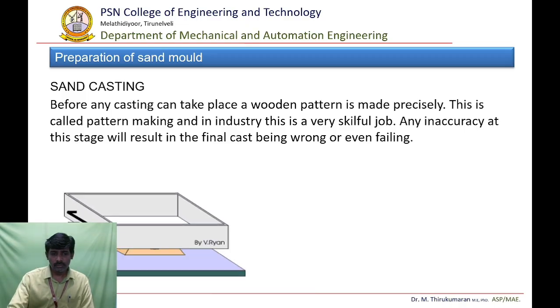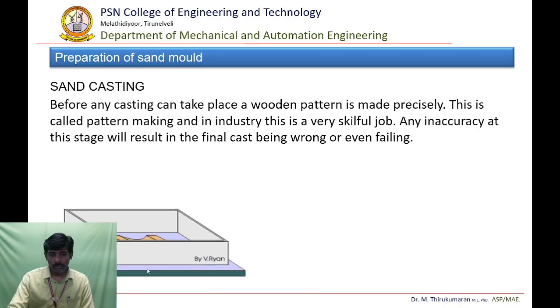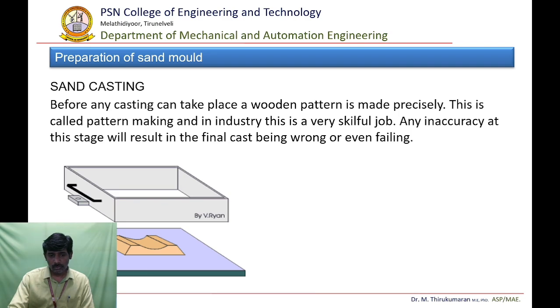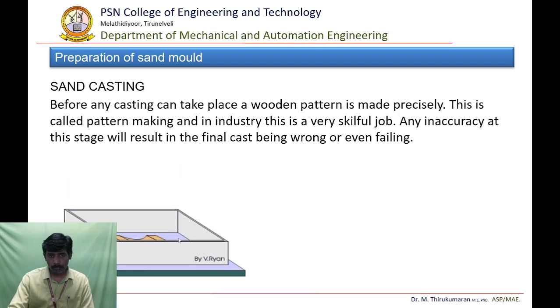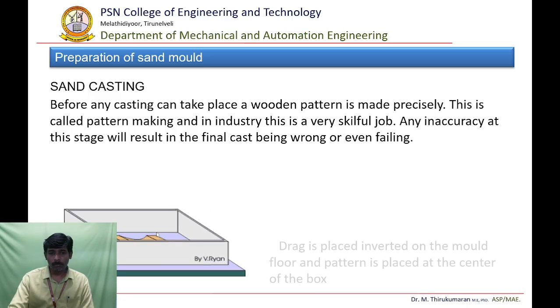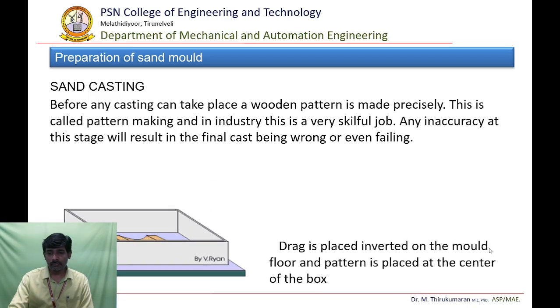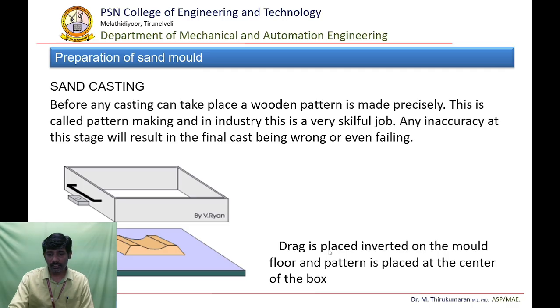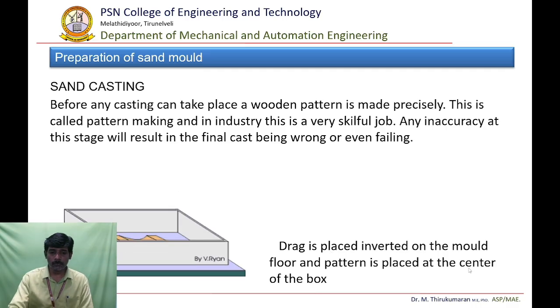Okay. So this is a bottom plate, a flat plate, while we fix the pattern and then the track box over the flat plate. The track is placed inverted on the mold floor and the pattern is placed at the center of the box.